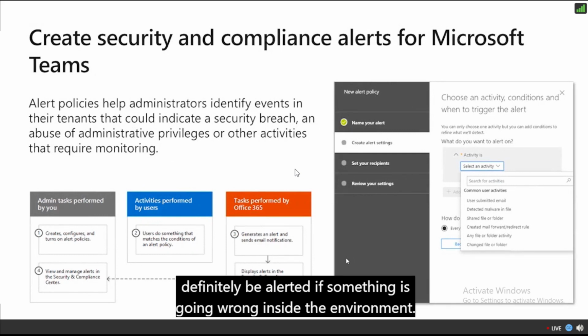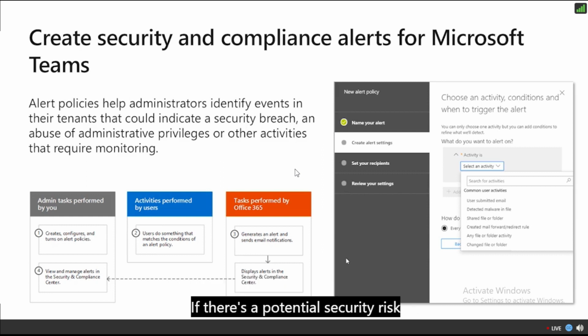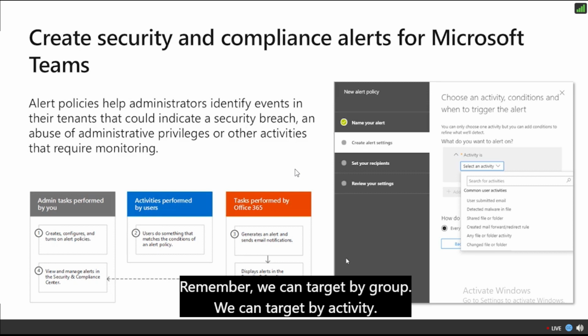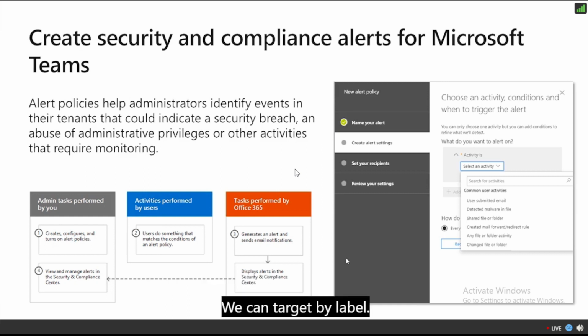So be alerted if something is going wrong inside the environment, if there's a potential security risk. To do that, we have all those alerts available. Remember, we can target by group, by activity, or by label. All those different things can be used in the definition of those alerts.